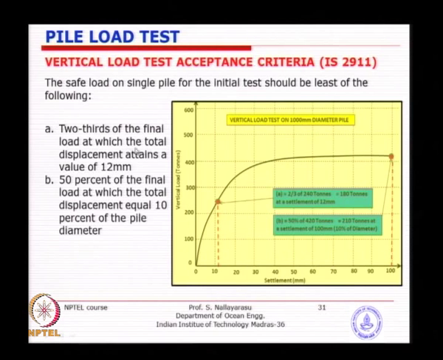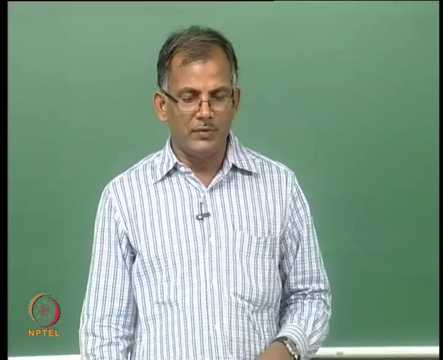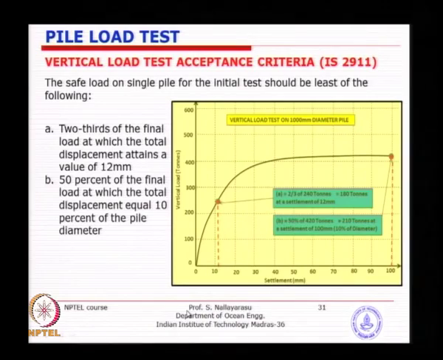2/3 of final load at which the total displacement attains a value of 12 mm. So, you just look at the graph and apply criteria number 1, the safe load on a single pile for an initial test should be least of the following. So, the criteria is given, do the testing, come back here, plot the graph and look at these criteria, whichever is lower, that is your safe working load.